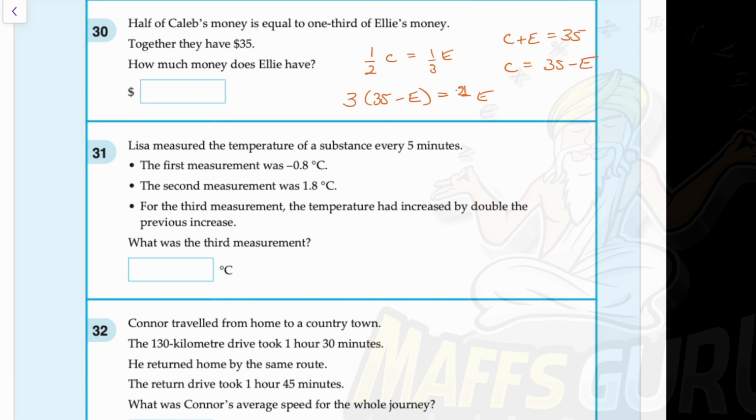Alright, so what does that give me? 3 times 35, oh no, 3 times 35 is 5, 10, 15, 105. So we have 105 minus 3e is equal to 2e. So 105 is equal to 5e, and dividing by 5 gives me 21. So Ellie has $21, and I'm fairly sure there must be a much better way of doing this.